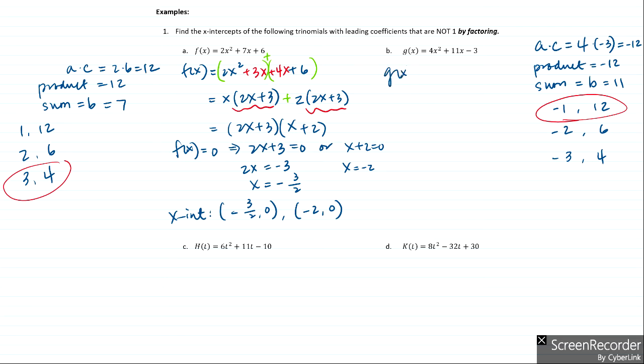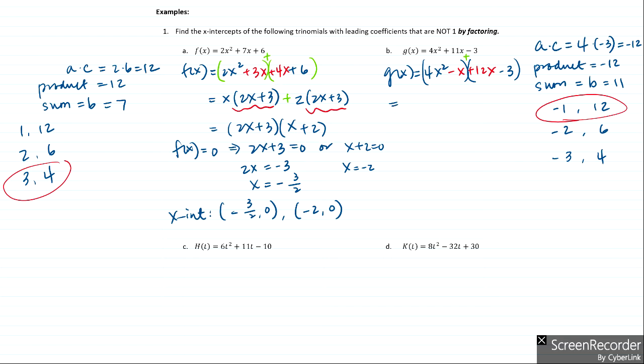Now go ahead and rewrite the middle term again. We can have minus 1x, or you can just do minus x, then plus 12x. And we keep the last term, minus 3, over here. And then we can go ahead and group things together. These two go together, these two go together, and connected by addition.